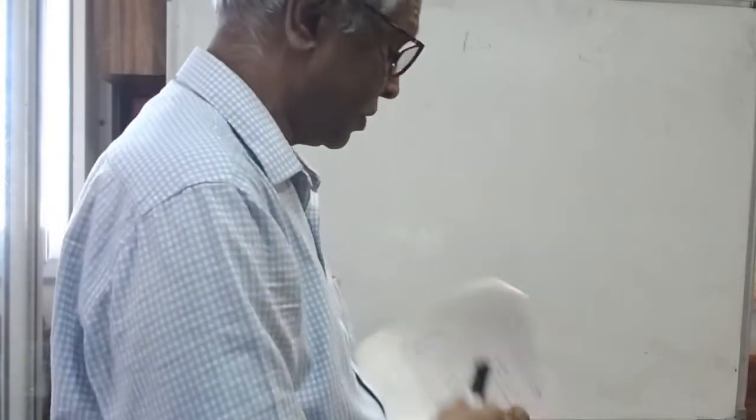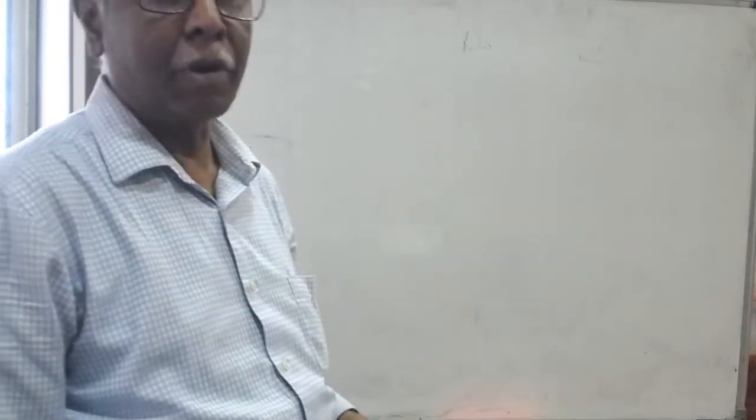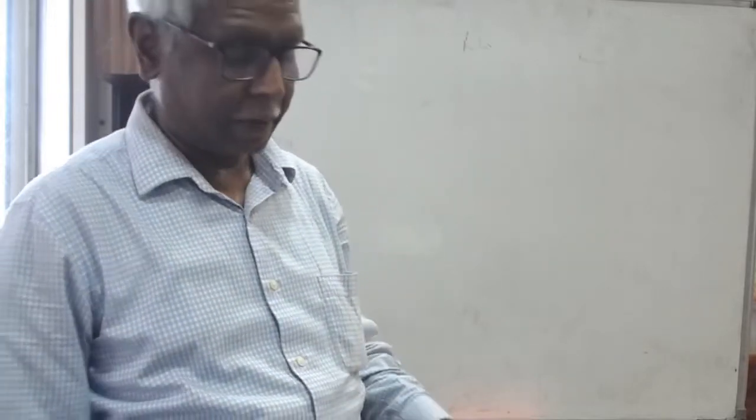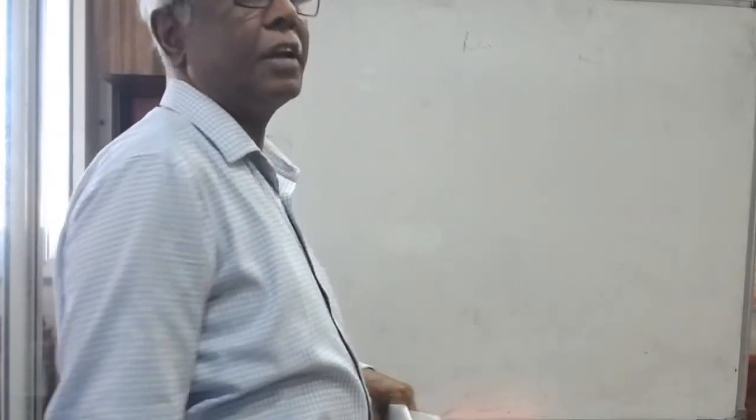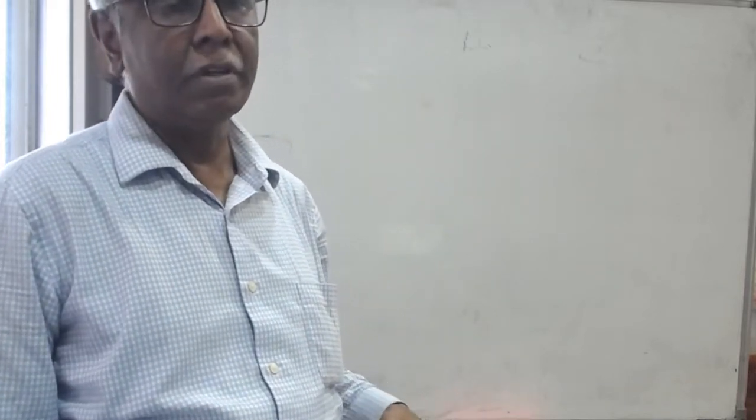Good afternoon, children. In continuation of yesterday's lecture on amino acids: what is the isoelectric point? Yesterday I described it. The isoelectric point is the pH at which an amino acid has no net charge, because at the isoelectric point the amino acid exists as a zwitterion, which is electrically neutral. So it is the pH where the amino acid has no net charge.